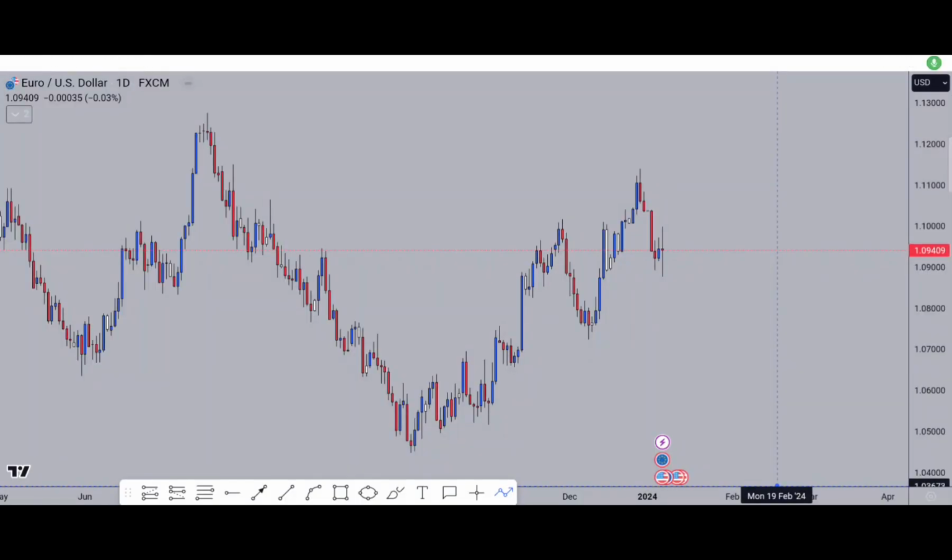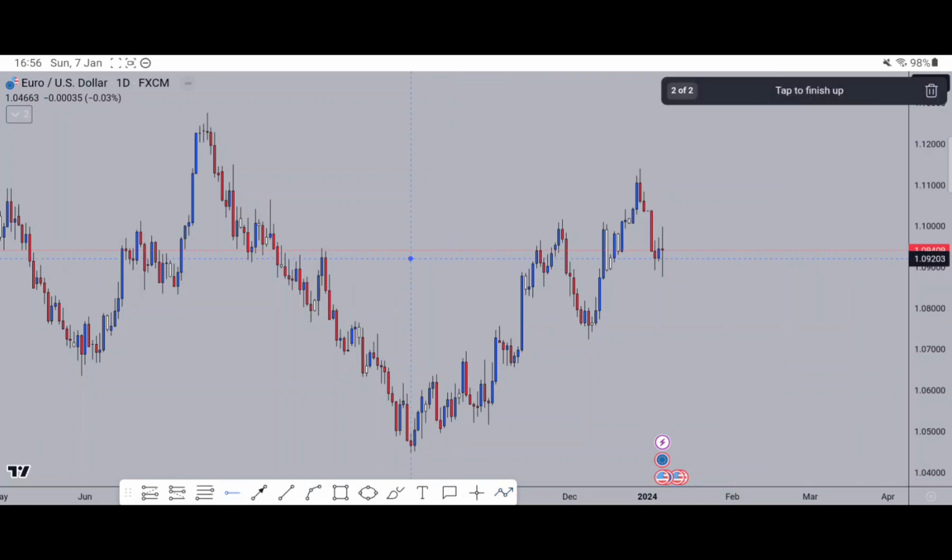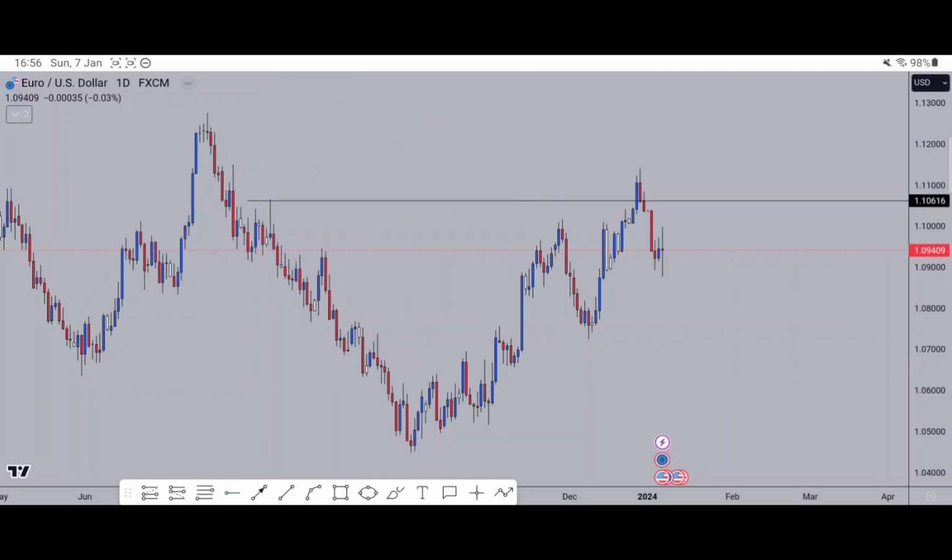So let's start on the Euro US dollar on the daily chart. What I want to look for is key areas that we may have broken. So this high here has been broken. This area is not yet broken, and it's got a nice daily imbalance above that.